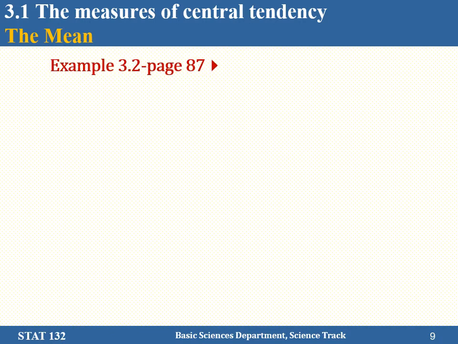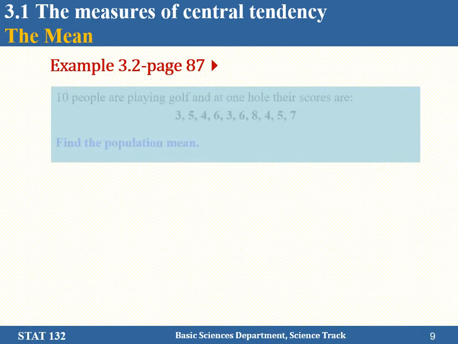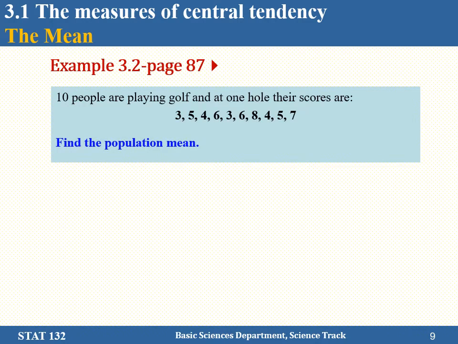Now let's look at this example. Now 10 people are playing golf at one hole. Their scores are these. So find a population mean. So the data is given to you.